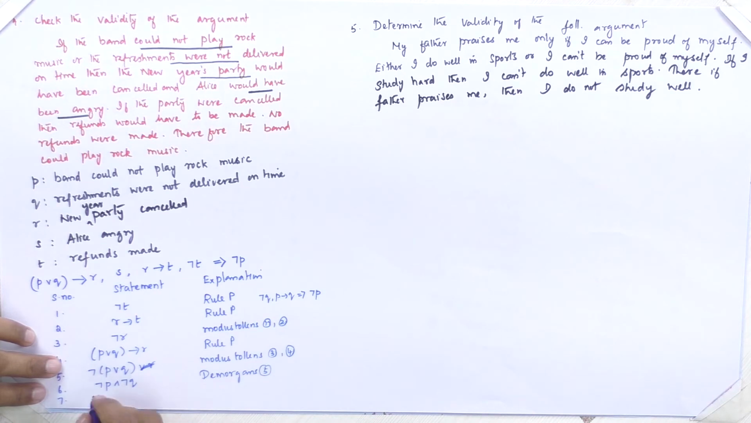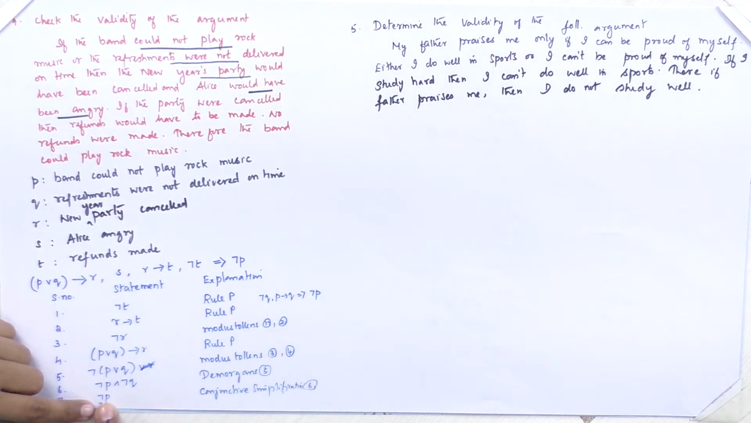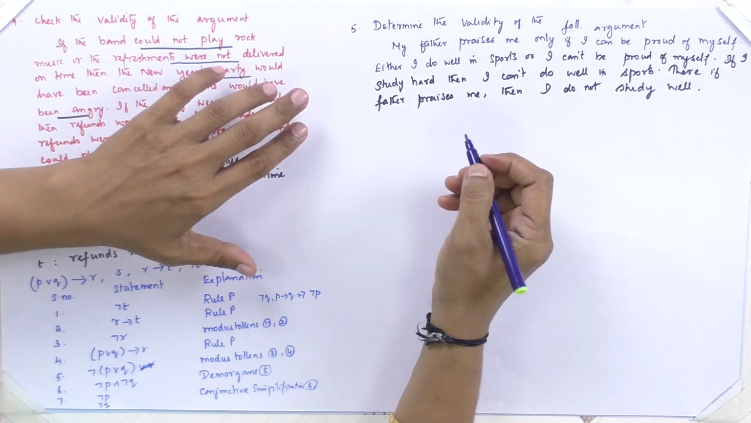And then conjunctive simplification: either I can have negate P or I can have negate Q, but the answer we will get is negate P. So on conjunctive simplification of 6, we have the final conclusion as negate P. So this is how we have to get the proof.